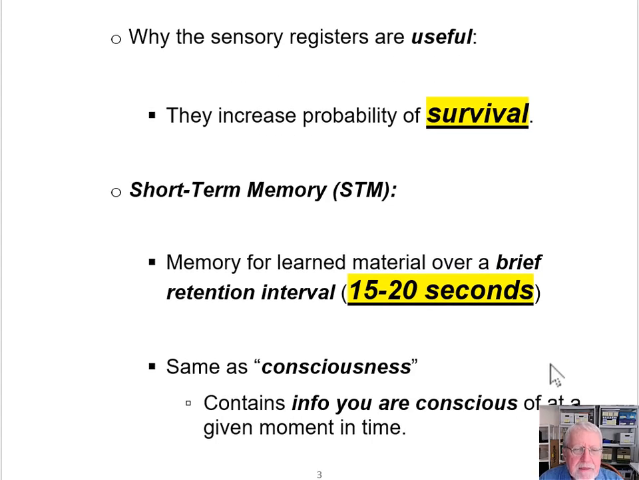Here's another way to think about short-term memory. Short-term memory is the same thing as consciousness. Short-term memory contains the information that you're conscious of at a given moment in time. Right now, if you're paying attention to my lecture, then my lecture is filling your short-term memory. If instead you're paying attention to something on your cell phone, then what's on your cell phone is filling your short-term memory. At 3 o'clock in the morning, you'll be having a dream, and your dream will be filling short-term memory. Short-term memory is consciousness. Short-term memory is where you live your life.